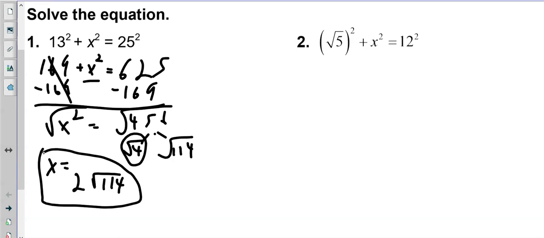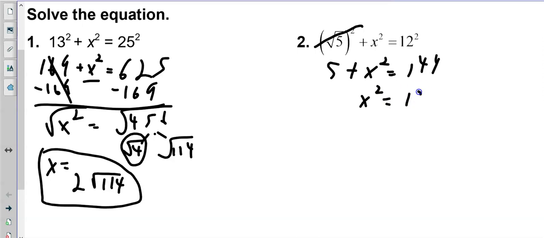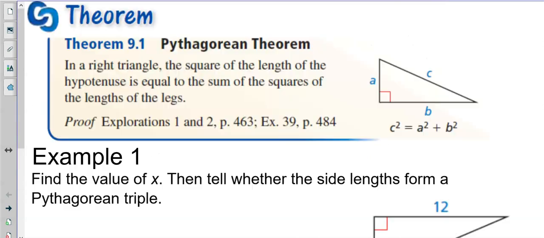Okay, number 2. Remember, whenever we have a square root squared, that actually undoes this. So this is just 5 plus x squared equals 144. When I subtract 5 from both sides, I get 139. All right? Now, when you look for a perfect square number that goes into 139, there is not one. So it is just the square root of 139. That's it. You can't simplify it.